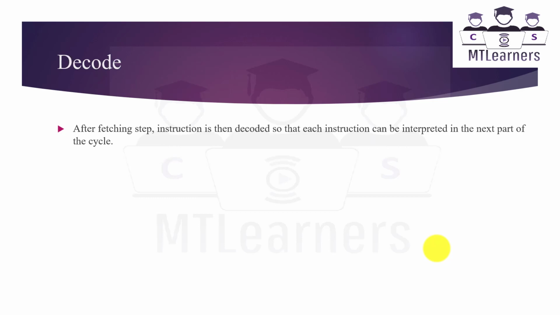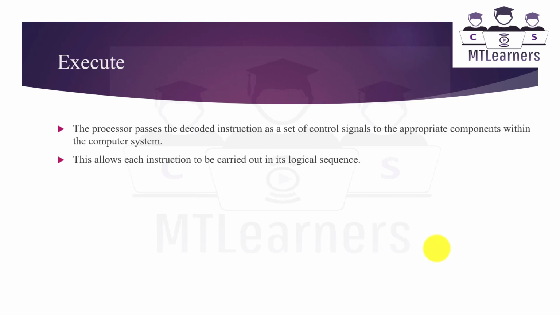After fetch process, there comes a decode process in which instruction is decoded so that each instruction can be interpreted in the next part of the cycle. Then the last step is execute process. The processor passes a decoded instruction as a set of control signals to the appropriate components within the computer system. This allows each instruction to be carried out in its logical sequence.